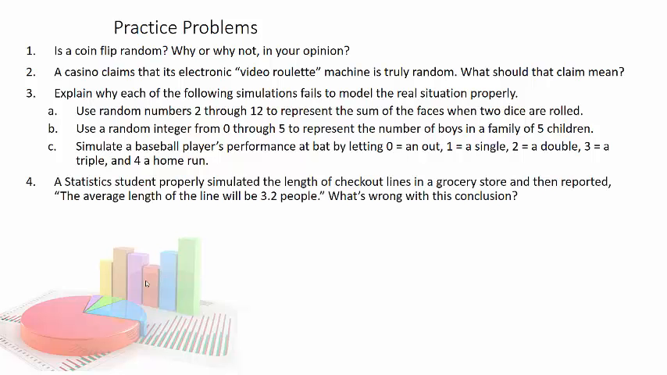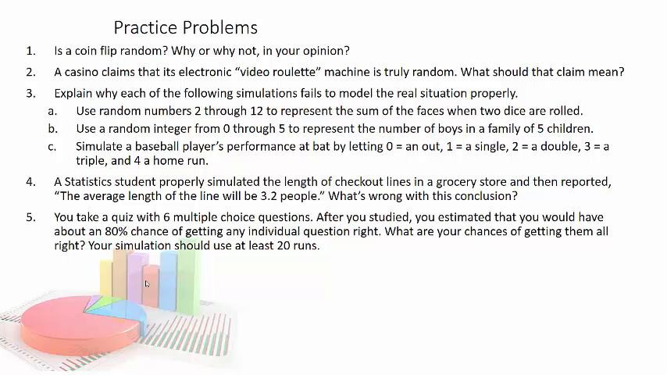Number 4. A statistics student properly simulated the length of checkout lines in a grocery store and then reported the average length of the line will be 3.2 people. I think I've given you enough information to answer what's wrong with this conclusion. And finally, you take a quiz with 6 multiple choice questions. After you studied, you estimated that you would have an 80% chance of getting any individual question right. What are your chances of getting them all right? Your simulation should include at least 20 runs, so try that.